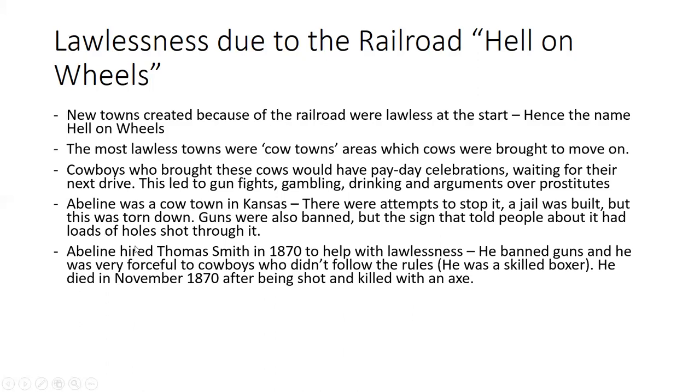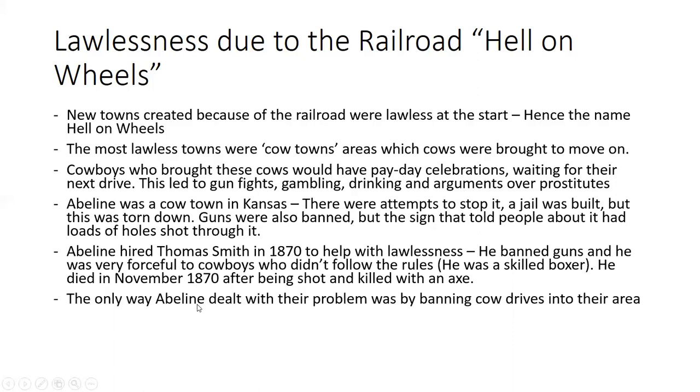Abilene also hired a man called Thomas Smith in 1870 to help with lawlessness. He was a real tough individual. He was a very skillful boxer, and there's more than one occasion where he stopped cowboys doing what they were doing by using his boxing skills. He also banned guns, which was a real issue with cowboys. But the thing is here, he died in 1870 after being shot and then killed with an axe.